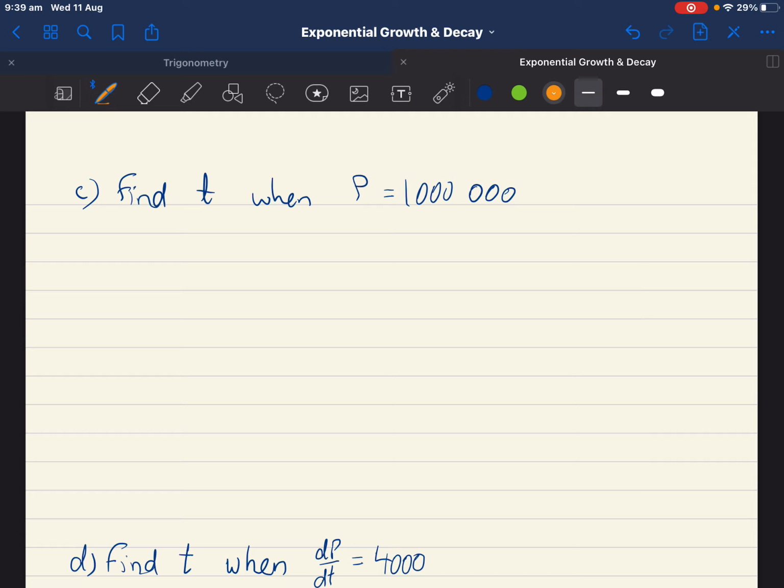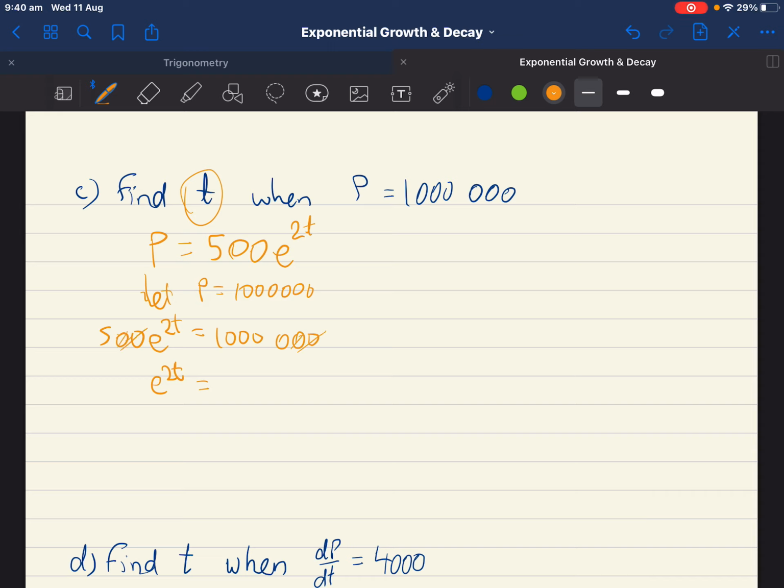Find t when P is equal to 1 million. We started with a population of 500. Now we're trying to find out what t will be, in other words, how long it will take for the population to reach 1 million. Our population is given by 500 e to the 2t. We let P equal 1 million, and so we end up with 500 e to the 2t is equal to 1 million. Then just solve this equation like you normally would.